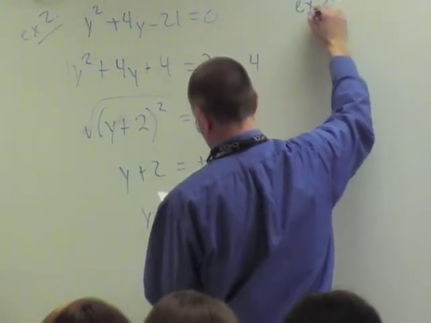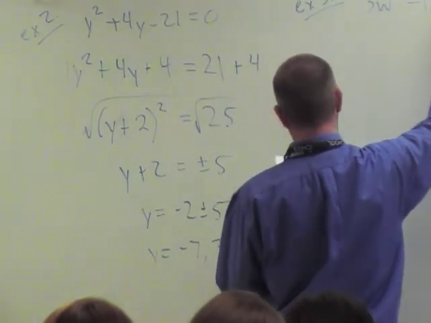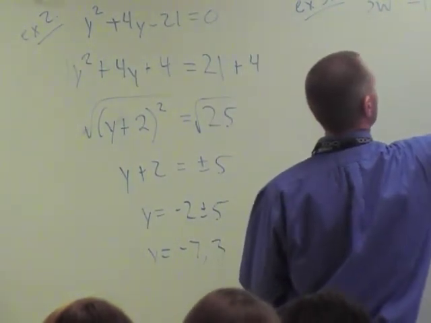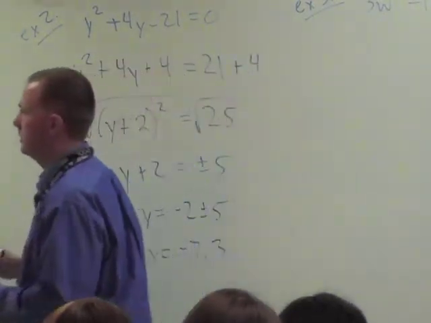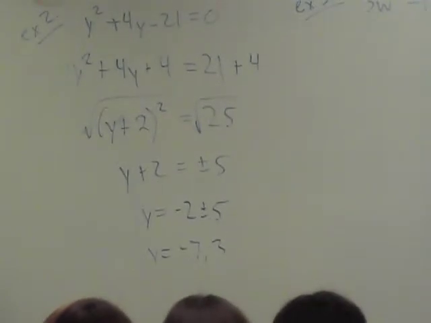Example 3. 3w squared minus 18w minus 20 equals 0. There's one. What's the problem with that? What's the matter? Right, but also one other thing.